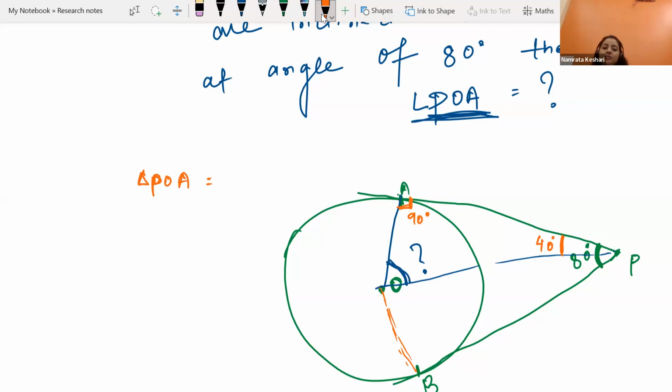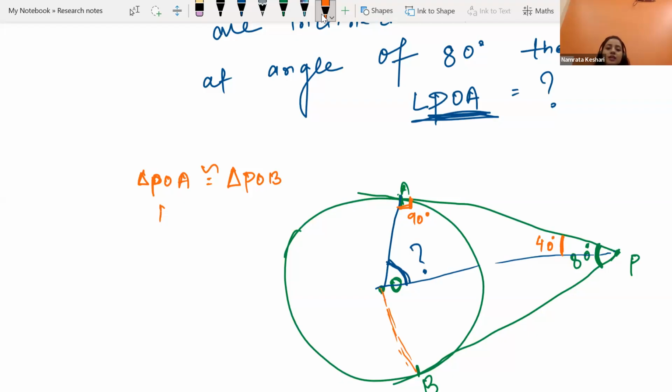Triangle POA and triangle POB are congruent triangles. Why are these two congruent triangles? Because now you can write that there is a common side. See, there are so many congruency criteria. Maybe you are using SAS, another student is using angle side angle, whatever. At least you will be able to prove congruency easily.